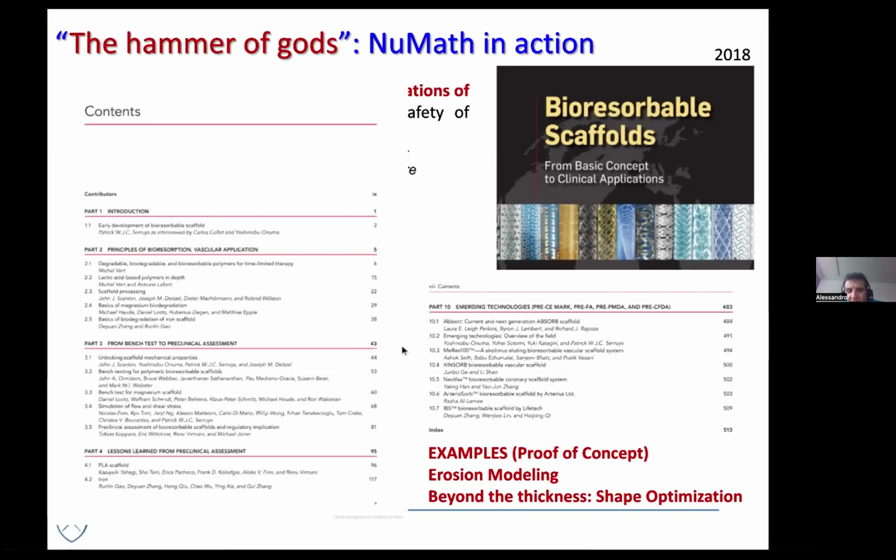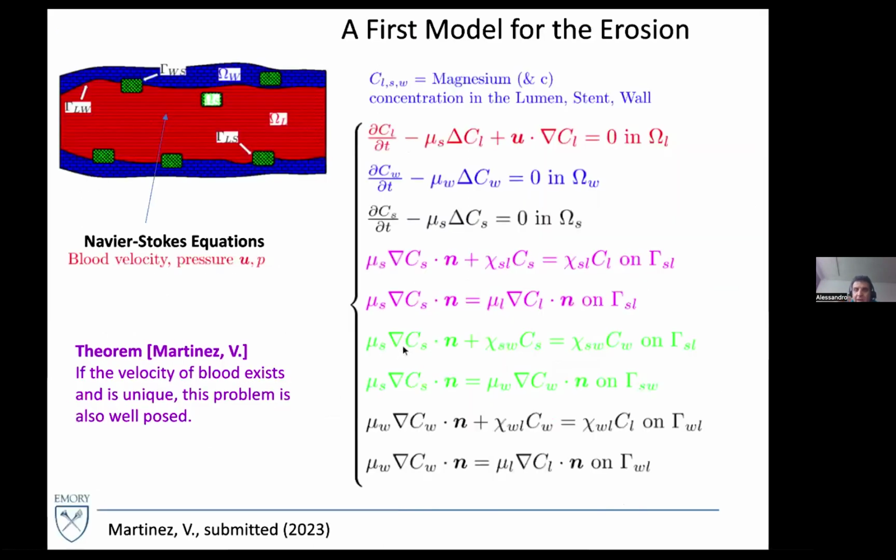One is how we can model the erosion. This is a very simplified setting. I want to model how the struts are eroded and release material, magnesium in particular, into the lumen. The red is the lumen, the blue is the wall, and the green are the struts.